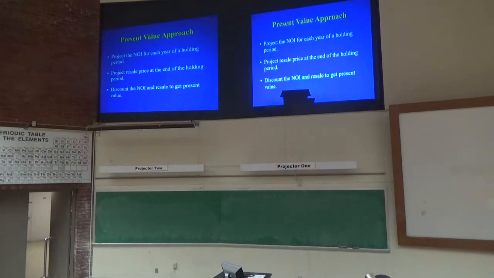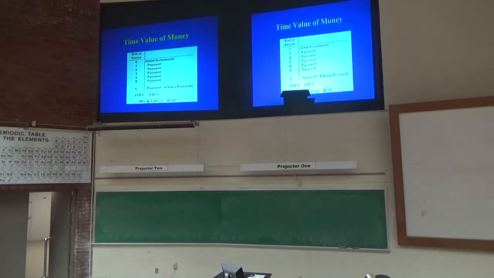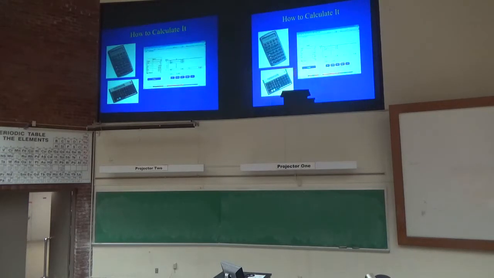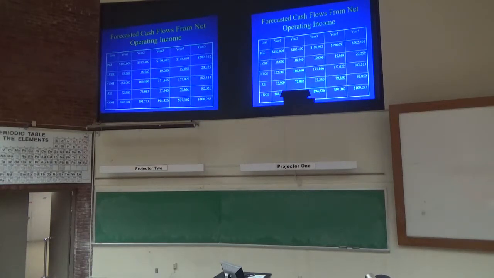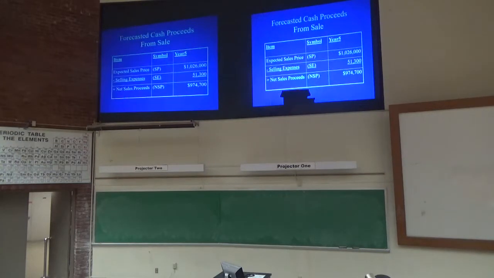Present value approach. Basically, here's my schedule. I got the initial investment. I got the payments. And then I can calculate using the calculator or the software program. I can calculate the net present value, or I can calculate the internal rate of return. Okay. I usually use Excel. Here's another example of the net operating income. Here's basically the pro forma, where I project out the potential gross income, the vacancy factors, the effective gross income, the operating expenses, and I get the net operating income over the 5-year holding period.